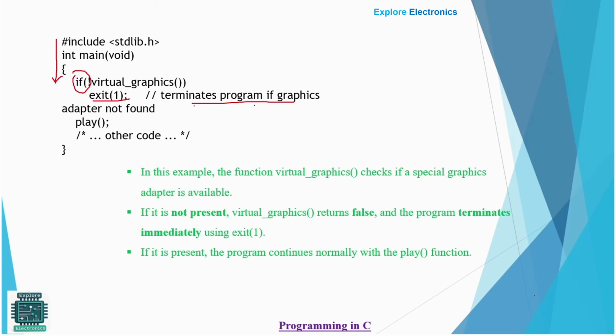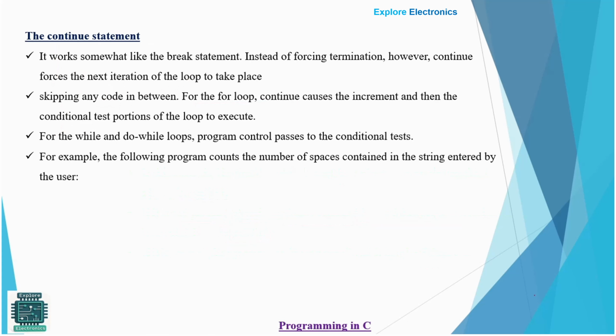Here you can see in this example, the function virtual graphics checks if a special graphics adapter is available. If not present, then it returns false and the program terminates immediately. That's what is mentioned here. If it is present, the program continues normally with the play function. Means it continues from here. That's about the exit function.